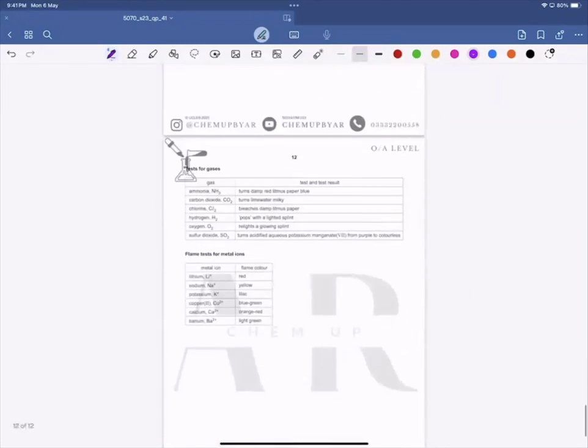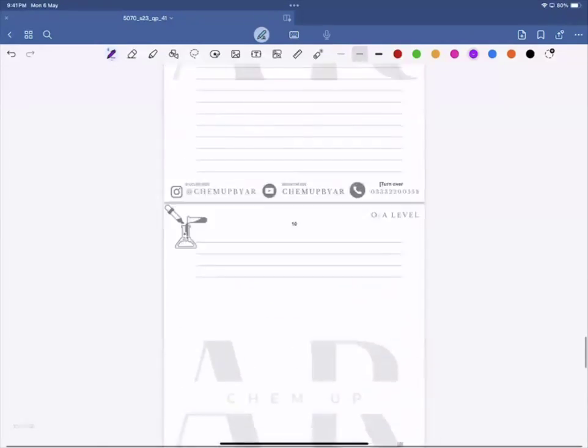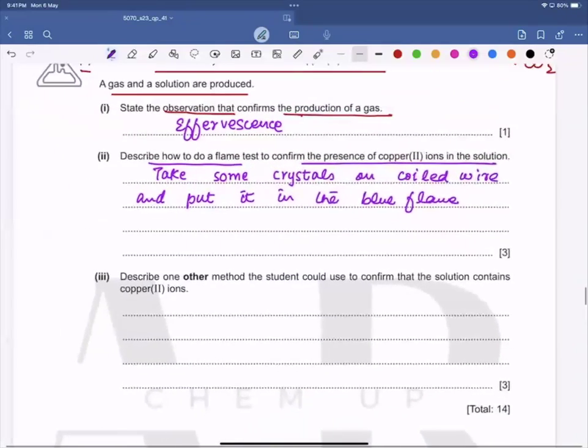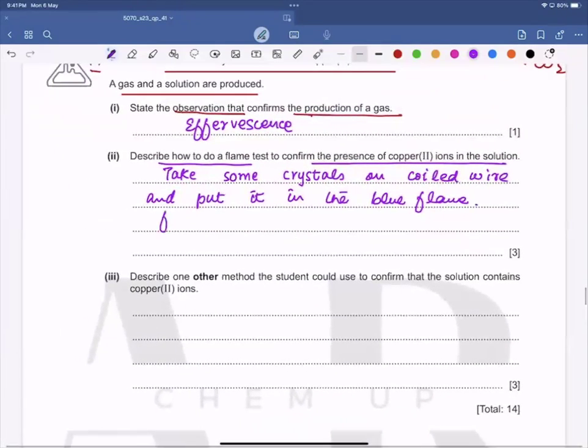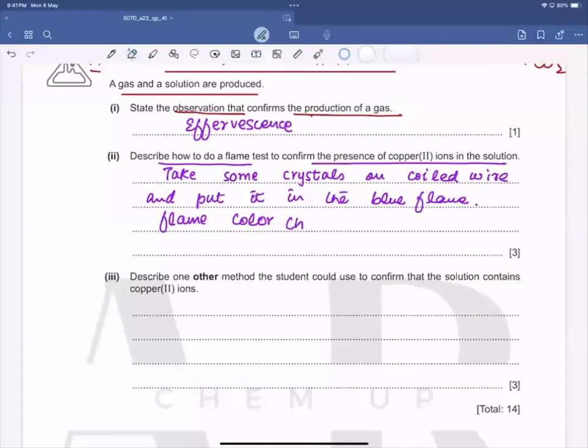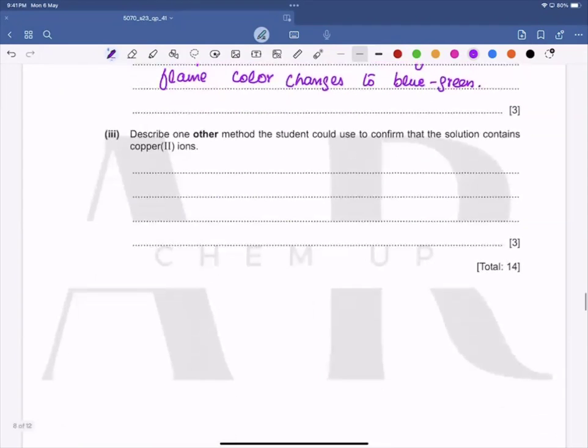For copper, if you see, it's a blue-green flame. Flame color changes to blue-green. Now describe one other method the student could use to confirm that the solution contains copper 2 ions.